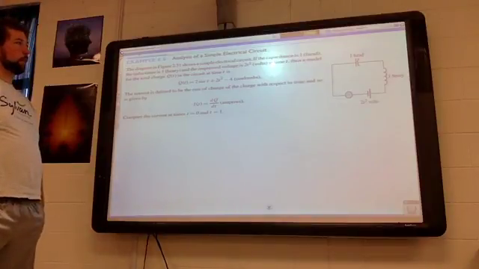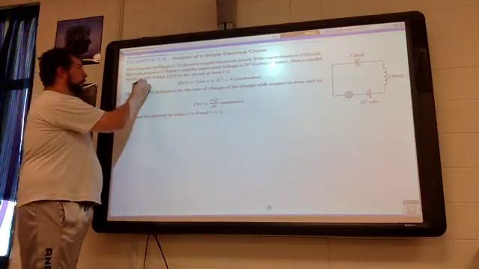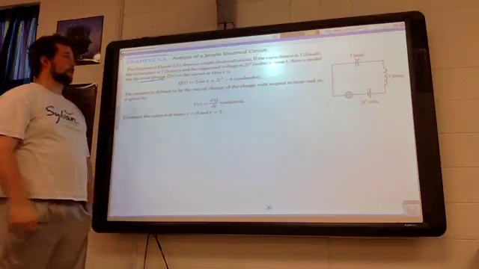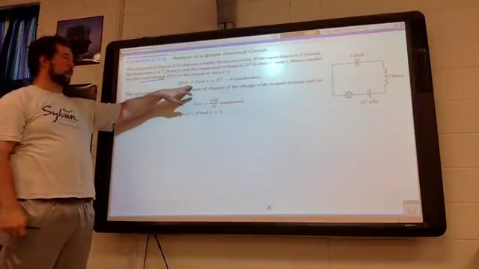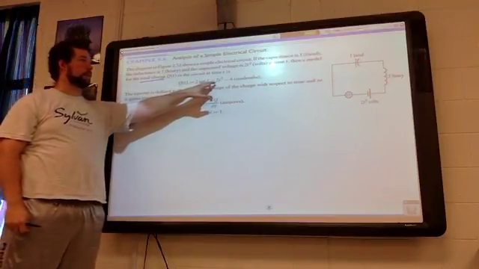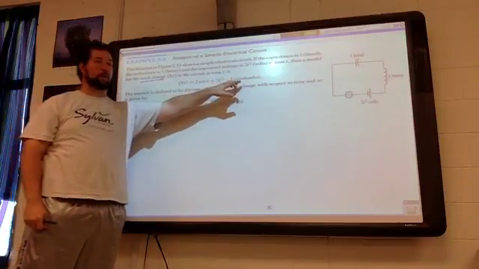If the capacitance is 1 farad, and the inductance is 1 henry, and the impressed voltage is 2t squared volts at time t, then a model of the total charge, Q of t, in the circuit at time t is measured by this function here: 2 sine of t plus 2t squared minus 4 coulombs.